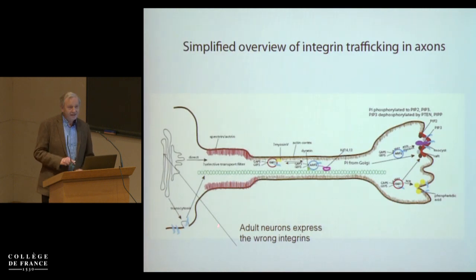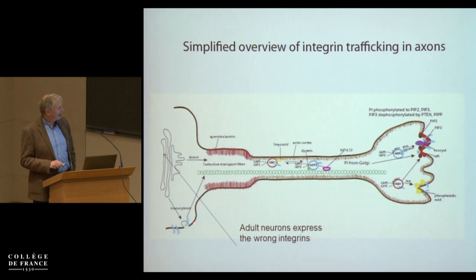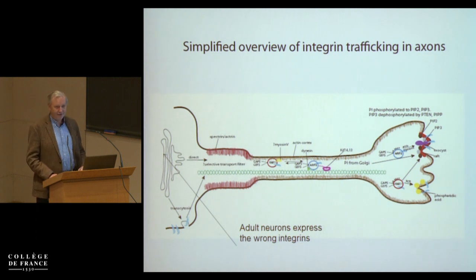So I'm going to use this diagram at several points in the talk. This is basically a picture of integrin trafficking and integrin transport in axons. So we've got integrin synthesis, we've got integrin transport, and we've got trafficking in the growth cone. The issue here is that adult neurons express the wrong integrins for their environment, and not only that, when you cut them, they don't change the integrin expression to express a useful integrin.